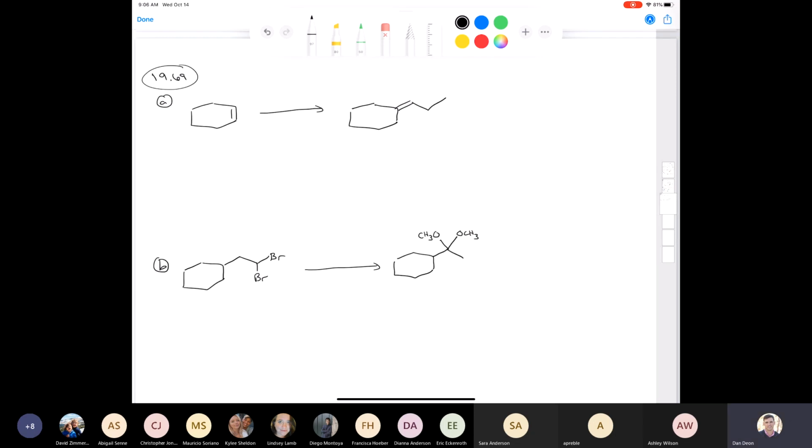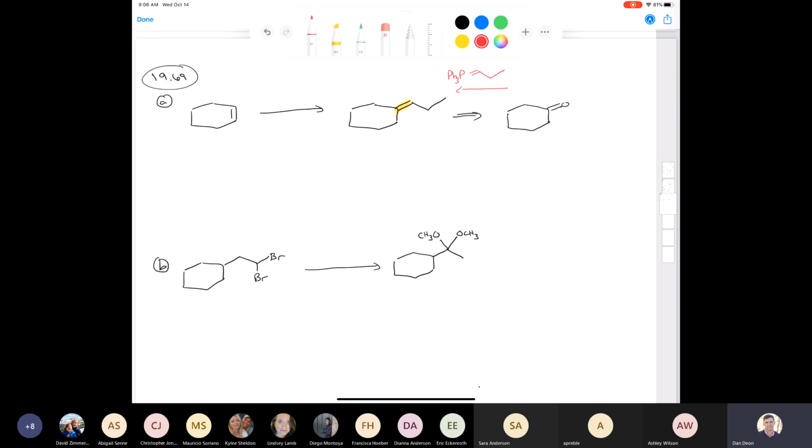Okay, let's take a look at 19.69A. We're taking cyclohexene, and we're making an alkene, this exocyclic alkene. So probably the best way we could think of to do that would be to use Wittig chemistry. If I was to start with cyclohexanone, I could treat it with this Wittig reagent, and I would make that double bond.